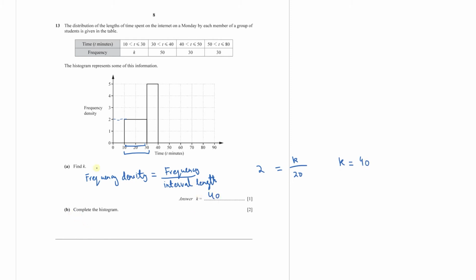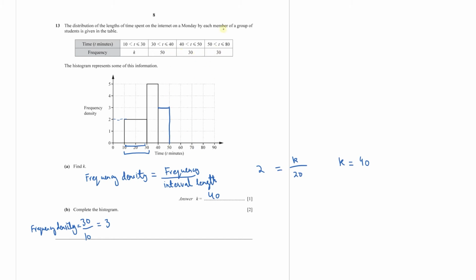Part B is complete the histogram. So we have the bars for the first two intervals. As for the third interval, the frequency is 30. So 30, and your interval length is how much? 50 minus 40, which is 10. So you get 30 by 10, which is 3. So from 40 to 50, your height is 3 here that you have calculated. This is your frequency density. 30 by 10, 3. So this will be the height of your histogram between 40 and 50.